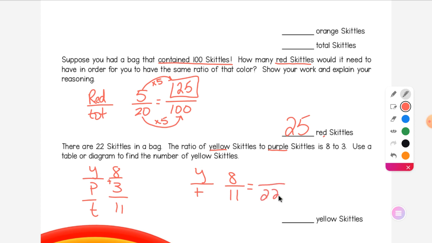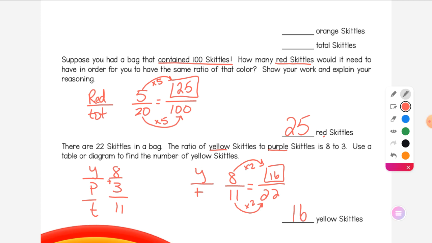22. Okay, again, all three of these problems were a little bit different. It gave me batches, it gave me a ratio, part to total, and this one gave me part to part and asked me about part to whole or part to total. How do we get from 11 to 22? Times 2. What's 8 times 2? 16. What is my answer? 16 yellow Skittles. Everybody should have had that one.